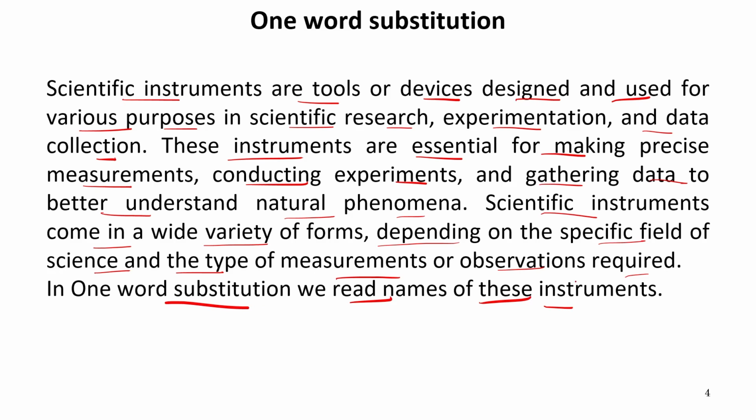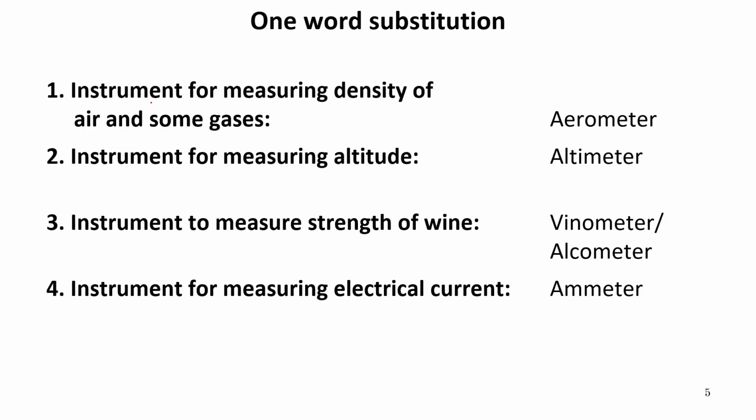So let's begin. The first one is instrument for measuring density of air and some gases. So there is an instrument which is used to measure the density of air and also the density of some gases. Now this kind of instrument is known as aerometer. Now aero, we relate it with aeroplane, and aeroplane flies in air, of course. So with the help of that, we can learn the word aerometer, because aerometer is an instrument which is used for measuring density of air and some gases.